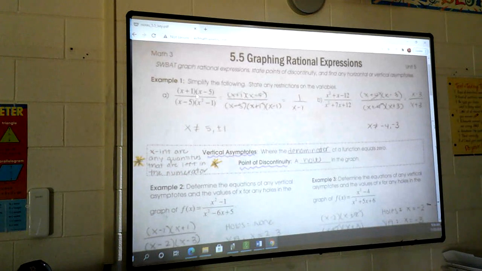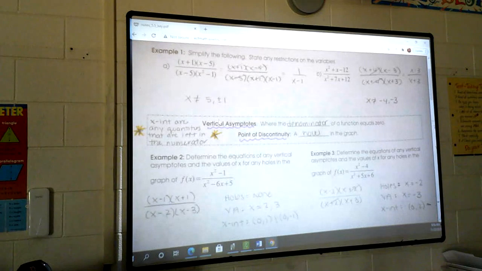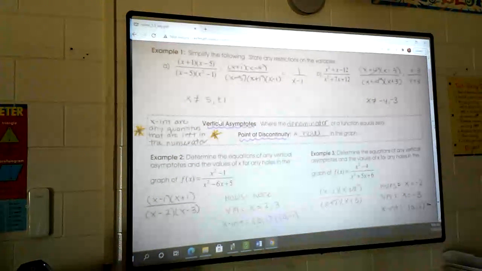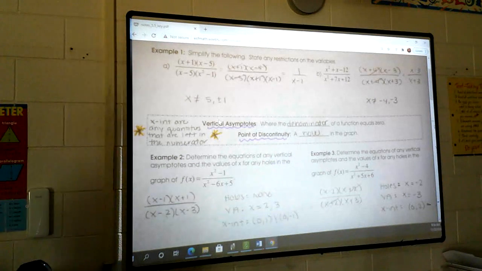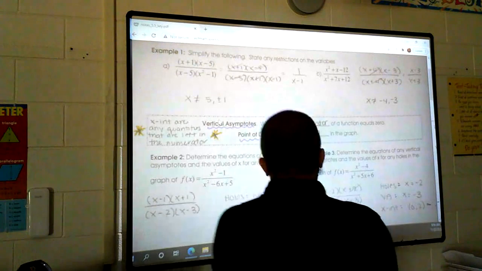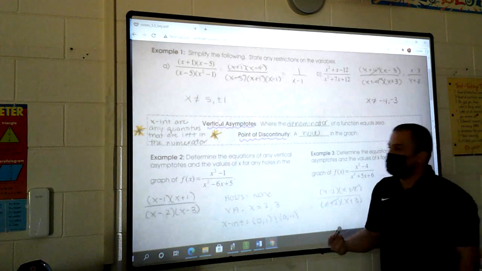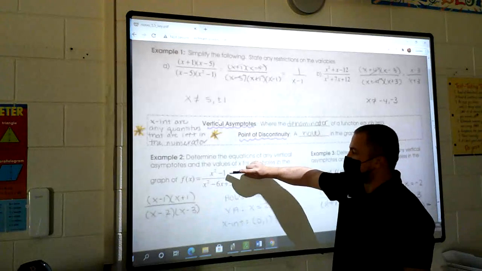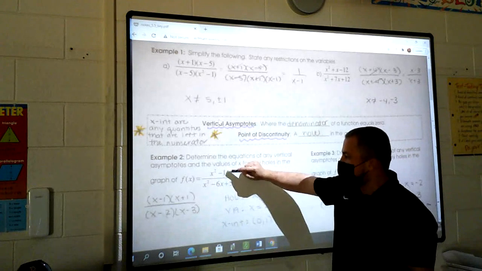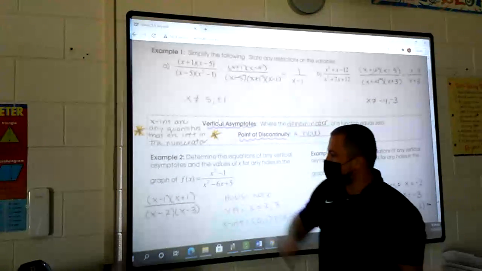Okay, so let's look at example 2. It says determine the equations of any vertical asymptotes and the values of x for any holes in the graph. So the first thing you have to do for this example is to factor it. That's the goal of the whole unit, is to make sure you can factor it first. This is a difference of squares. So we have x minus 1, x plus 1 on top.